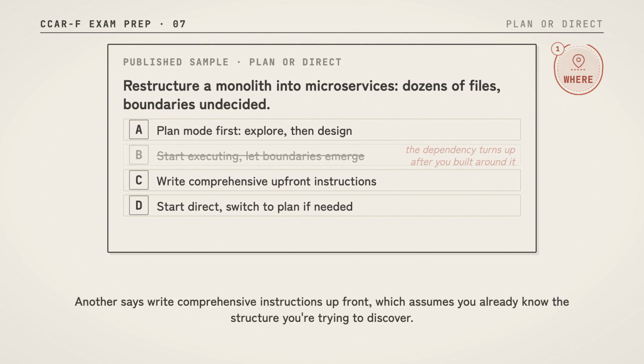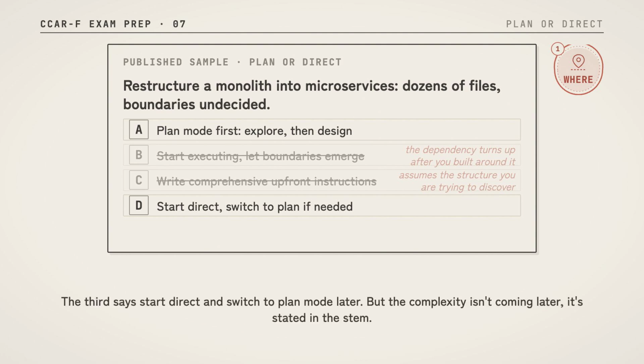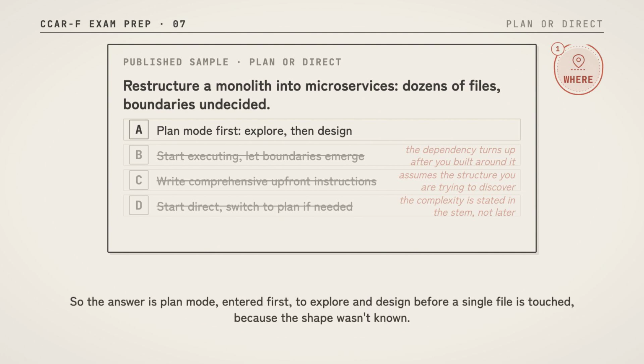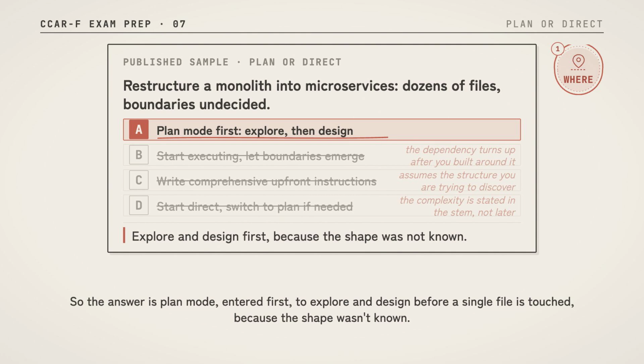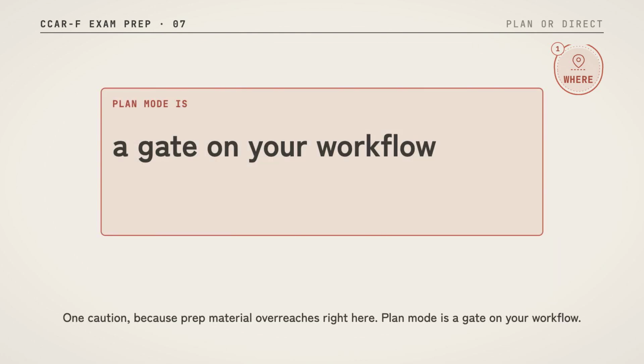Another says write comprehensive instructions upfront, which assumes you already know the structure you're trying to discover. The third says start direct and switch to plan mode later. But the complexity isn't coming later, it's stated in the stem. So the answer is plan mode, entered first to explore and design before a single file is touched, because the shape wasn't known. One caution, because prep material overreaches right here: plan mode is a gate on your workflow.